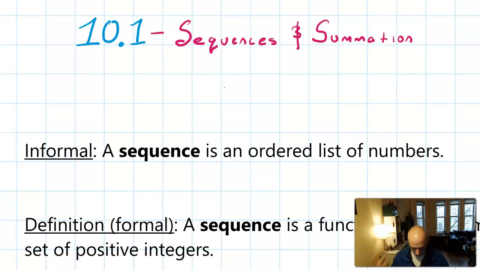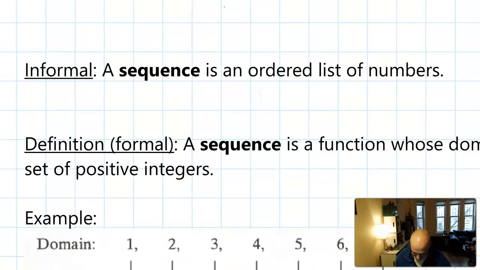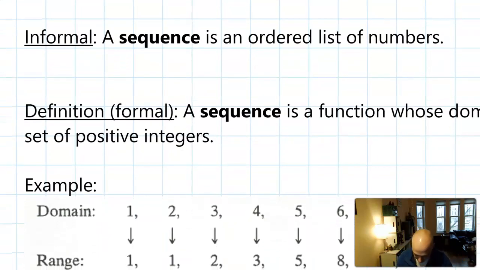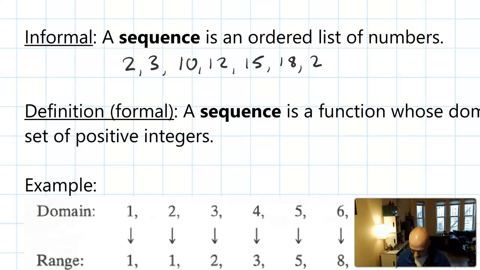All right, so what the heck is a sequence? Well, informally, a sequence is an ordered list of numbers. Here is an example of a sequence: 2, 3, 10, 12, 15, 18, 20, done. Now this happened to be an increasing sequence. You don't have to be increasing. They don't even have to have a rule. You can just be an ordered list of numbers. You can have positive numbers, negative numbers, fractions, anything you want in your sequence.